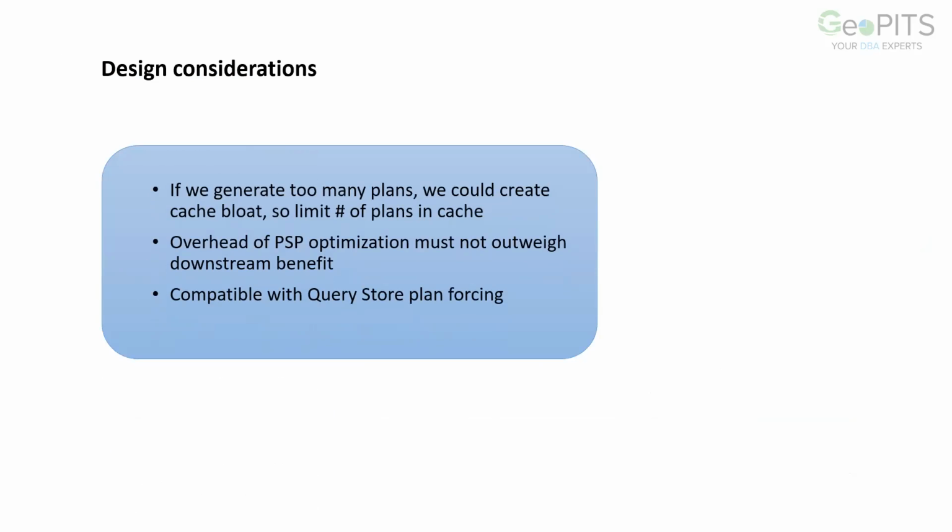One consideration here: if we generate too many plans, we could create a cache bloat, so bloat can happen in the plan cache. The overhead of this PSP optimization must not outweigh the downstream benefit. So we have to set the predicate value range for how long it should be performed, and that would help avoid such bloat.